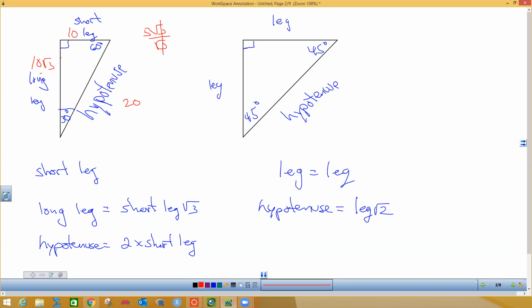Now, if I go too fast here or you don't get something, let me know. But this is supposed to be a review. Then when you have a 45, 45, 90, this is an isosceles right triangle. Isosceles means 2 angles and 2 legs are the same. These 2 legs are always equal. So if you know one leg, then you know the other leg. They're equal. And then the rule for the hypotenuse is you take one of the legs times radical 2, and that would be the length of the hypotenuse. So that's a quick review of specials from geometry.